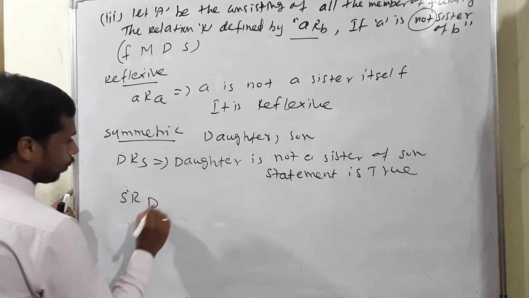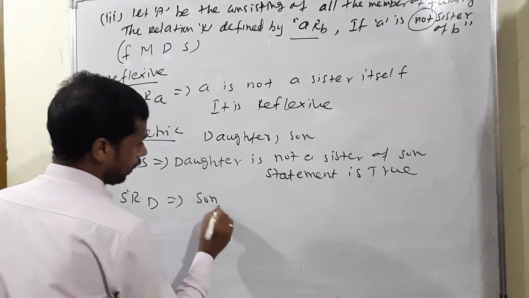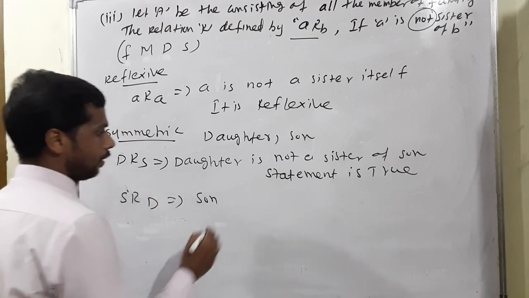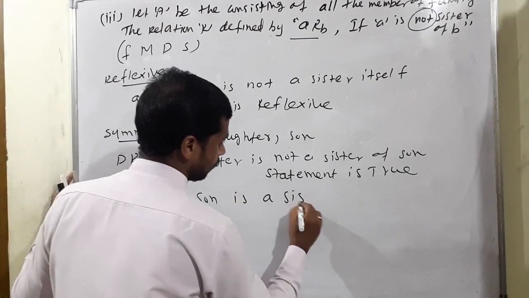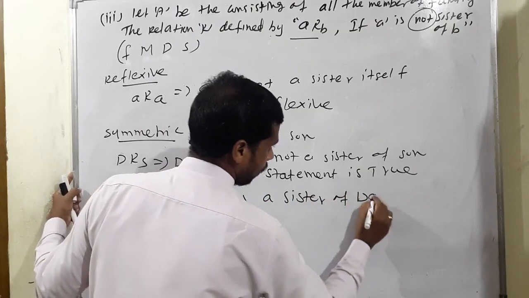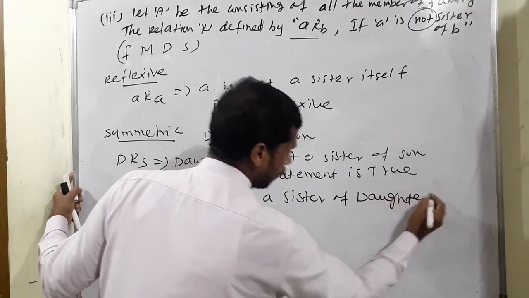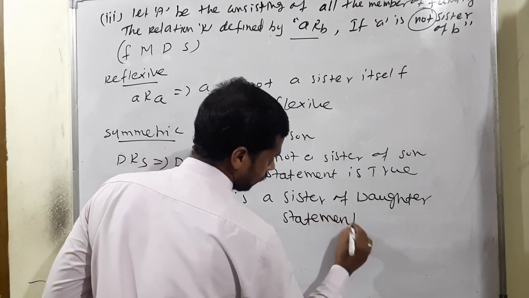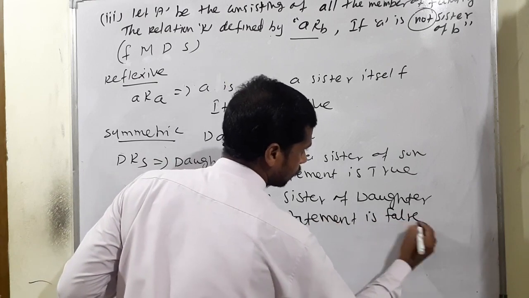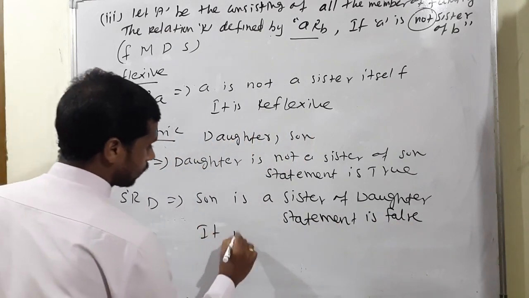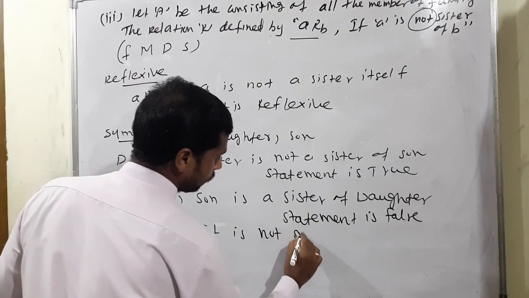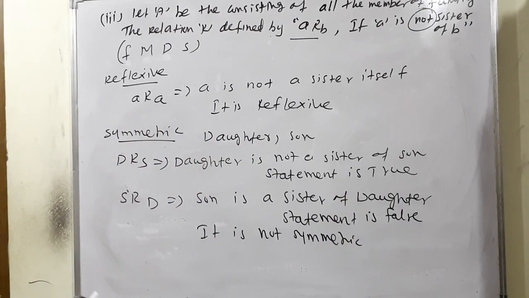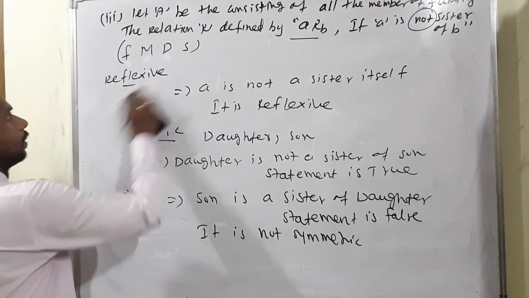But the second one, change it. Son related to daughter. Son is a sister of daughter, is that possible, no? Therefore, the statement is false. Therefore, it is not symmetric. Okay. Next one, last one, transitive, isn't it?